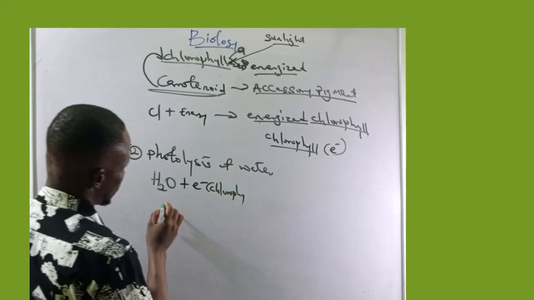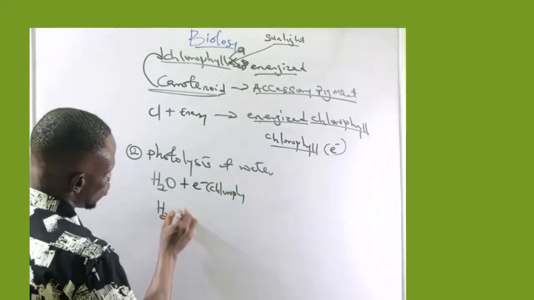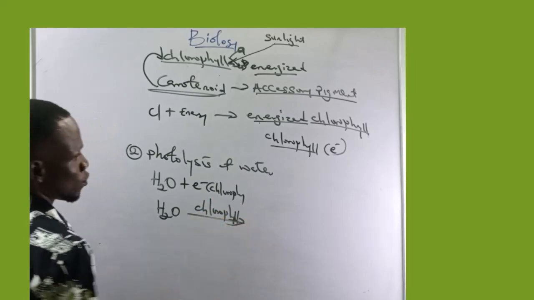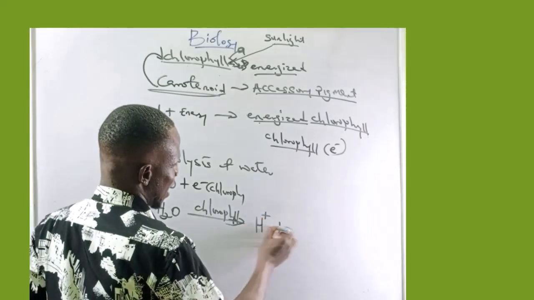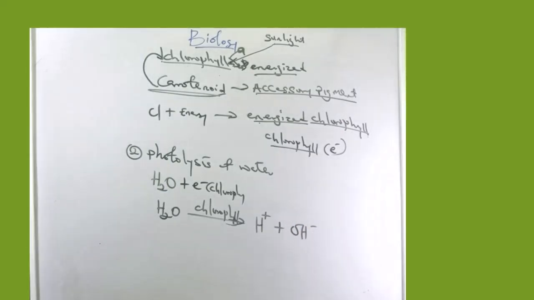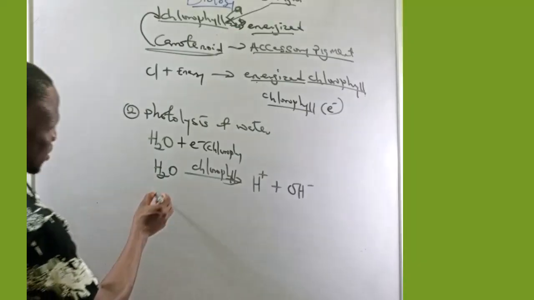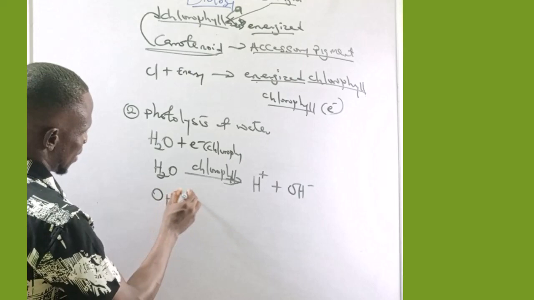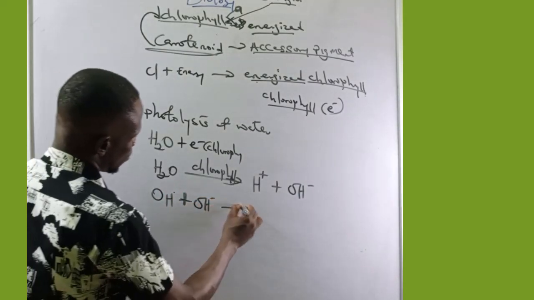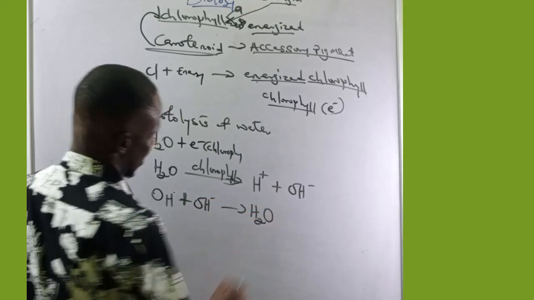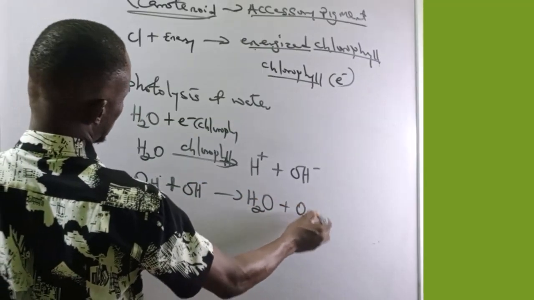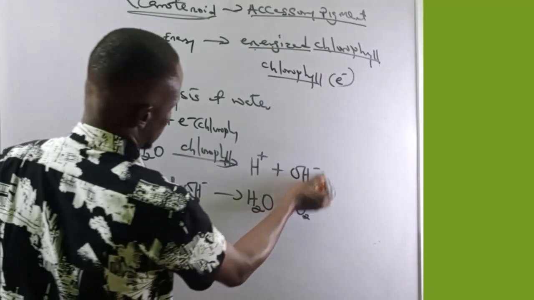The energy of the chlorophyll will be used to split the water molecule to form hydrogen ion and the hydroxyl ion. The hydroxyl ion, which is a negative ion, will combine with another hydroxyl ion to form back water, and oxygen is given out. This is how oxygen is removed.